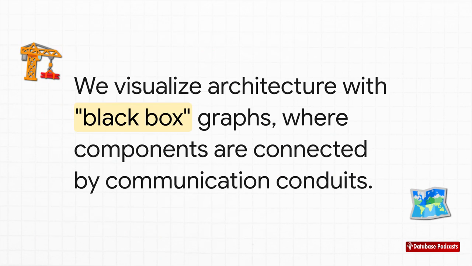Now, to even talk about architecture, we use a really simple visual language. We draw the main components as black boxes. We don't need to know the messy details inside, we just need to know what they do. Then we connect them with lines, or what we call conduits, which just show how they talk to each other and pass information back and forth. It's like a high-level map of the entire system.